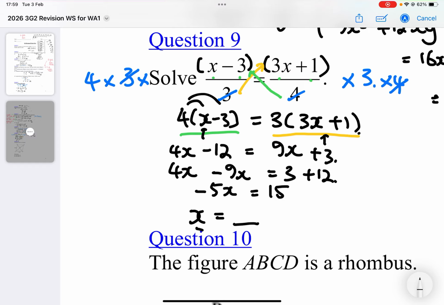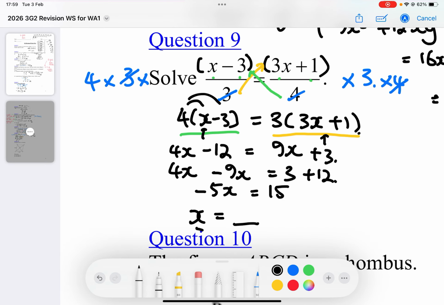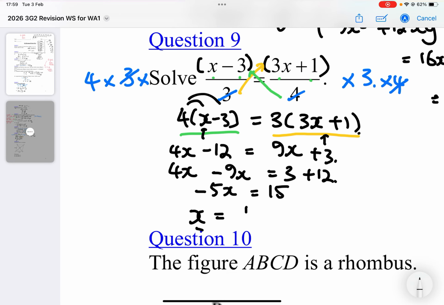So I have to divide both sides by minus 5. Then I will have 15 over minus 5. Then simplify, negative 3.